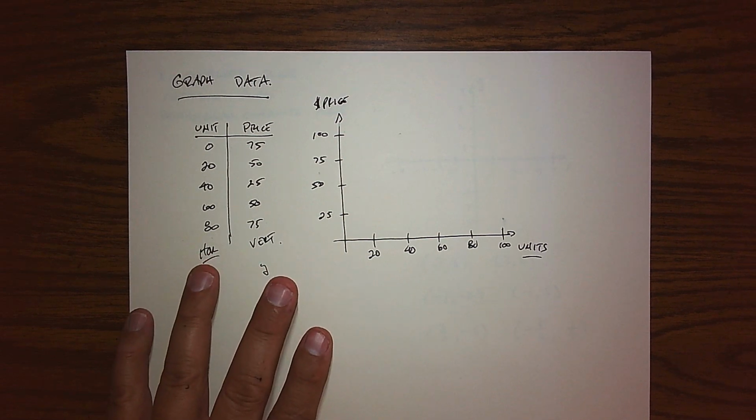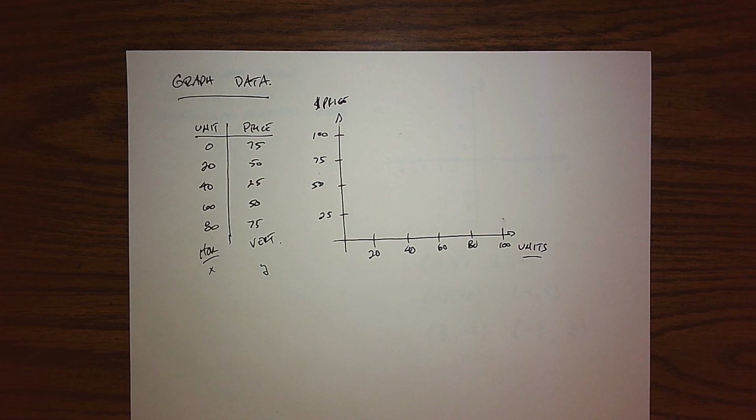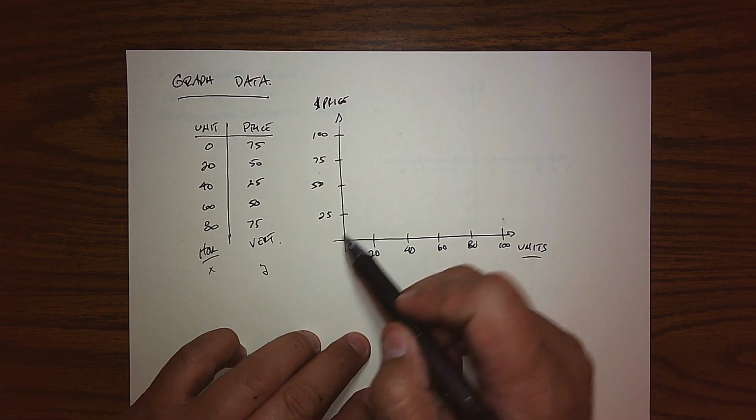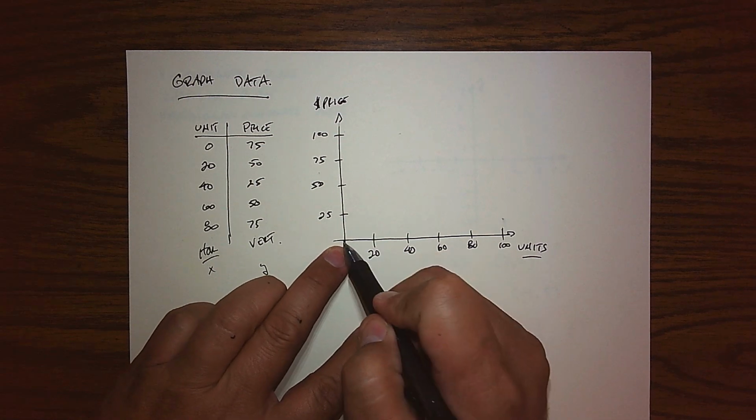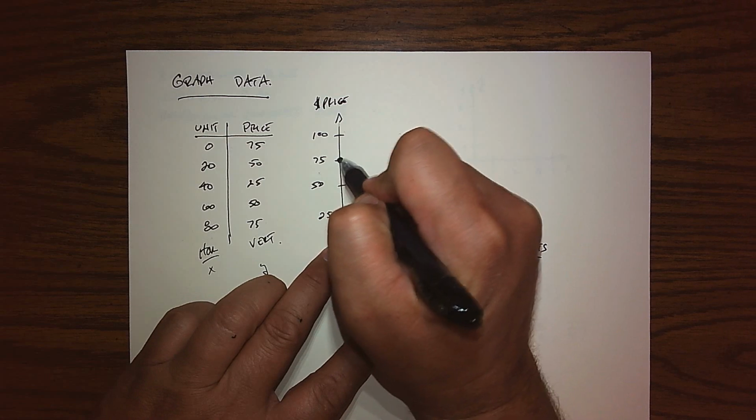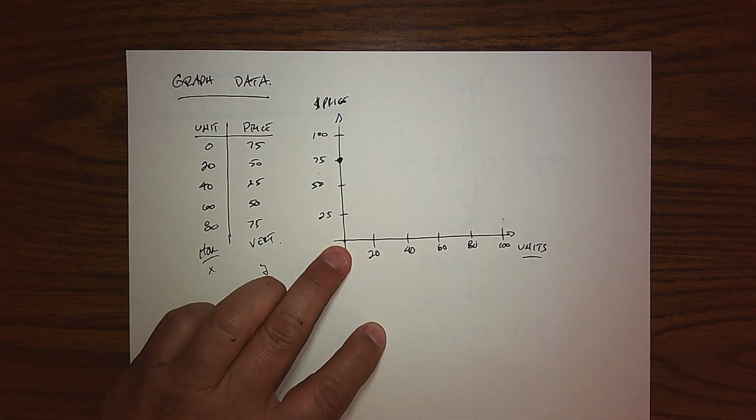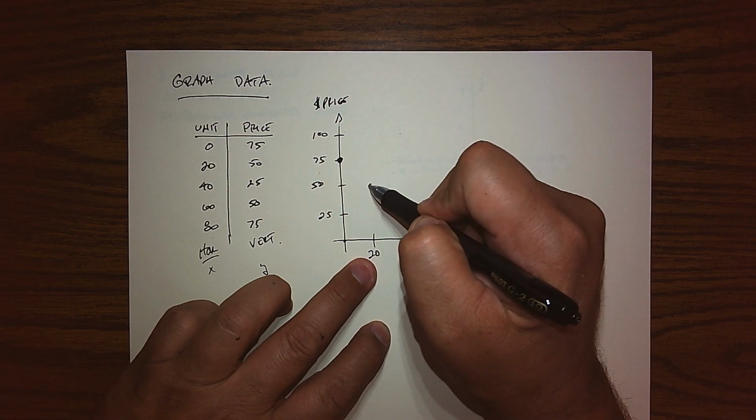So I decided to cut my unit axis up into 20s, and I decided to cut my price axis into 25s. And now we can start plotting the data. Okay, when I have a unit of 0, there are no units, and I have a price of 75. When I have 20 units, I have a price of 50.